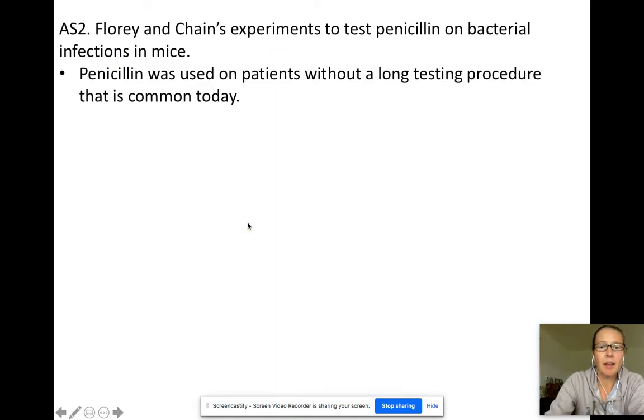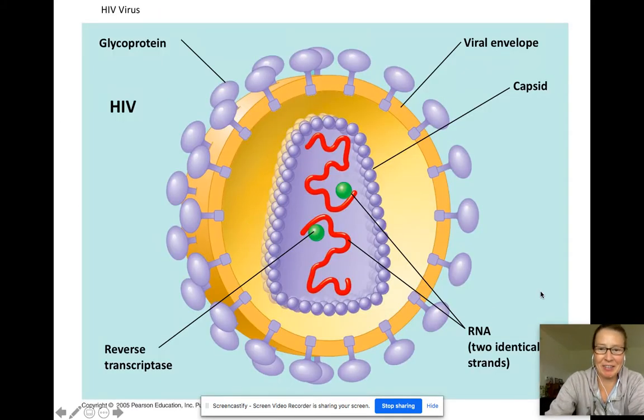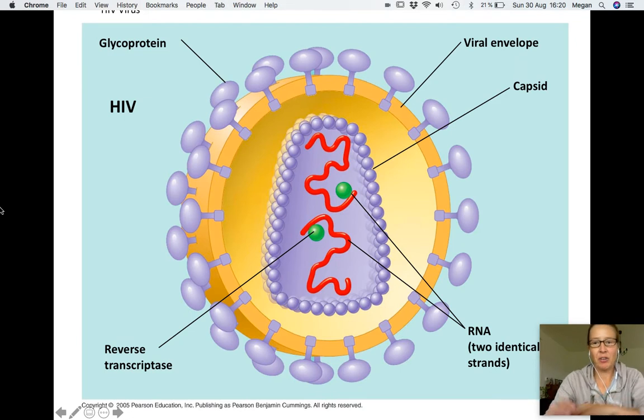Okay, in this activity, we are going to be looking at HIV. What you need to know about HIV and AIDS is how HIV, the human immunodeficiency virus, actually affects your immune system and the methods of transmission.